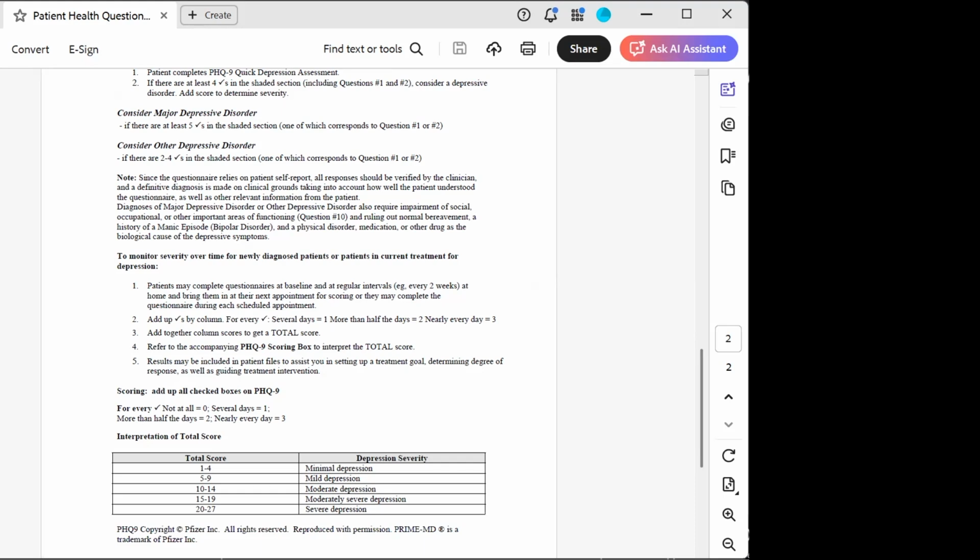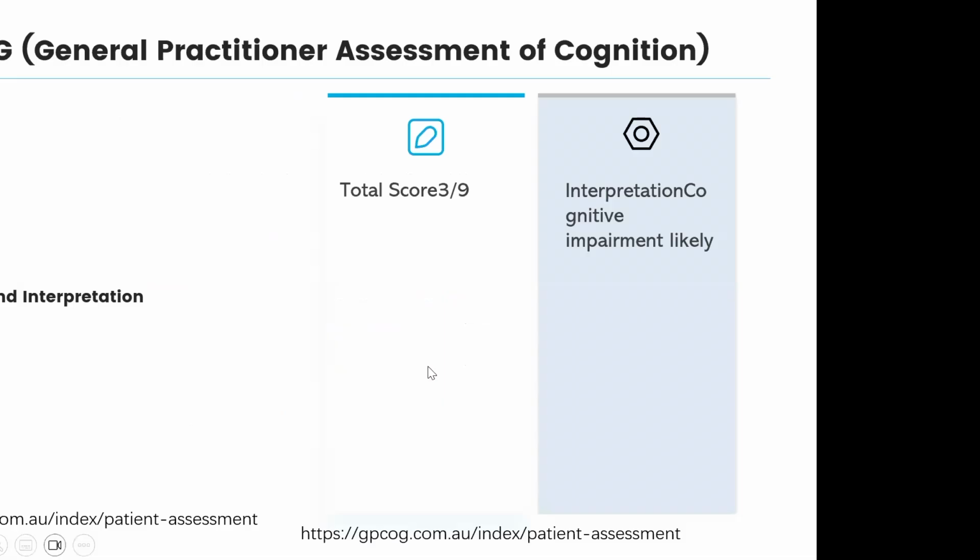So we noted moderate anxiety, and we noted moderately severe depression. Now, we move on to the other score called the GPCOG score, that is General Practitioner Assessment of Cognition.